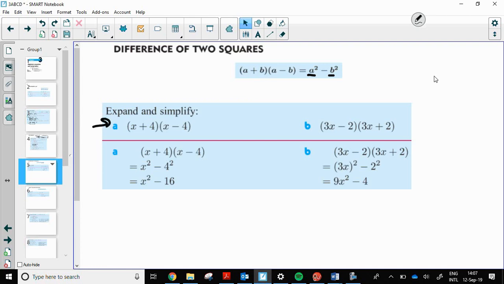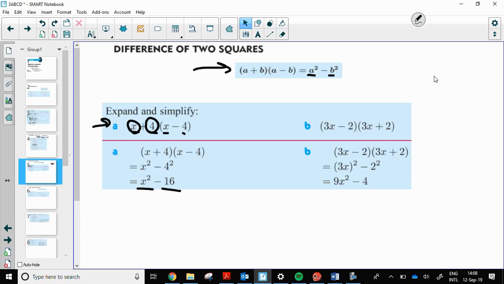Because I see this structure of 2 things being added together and then the exact same 2 things, but there's a minus in between them, I can use this shortcut to come up with the answer. The answer is going to be the very first thing squared minus the second thing squared, and 4 squared is, of course, 16.